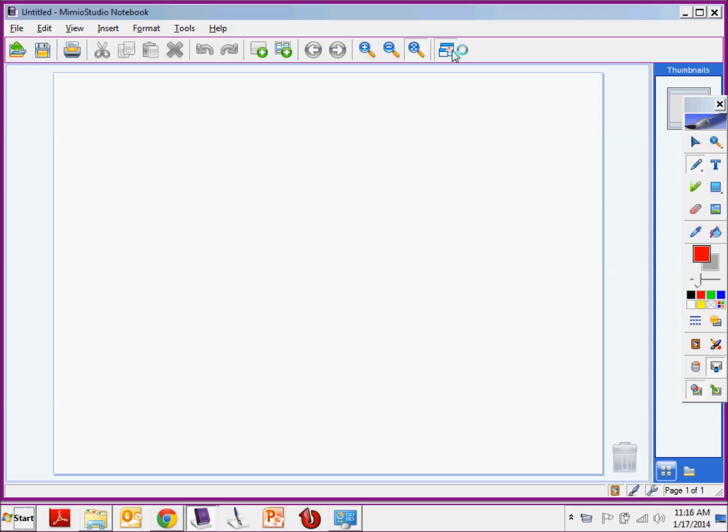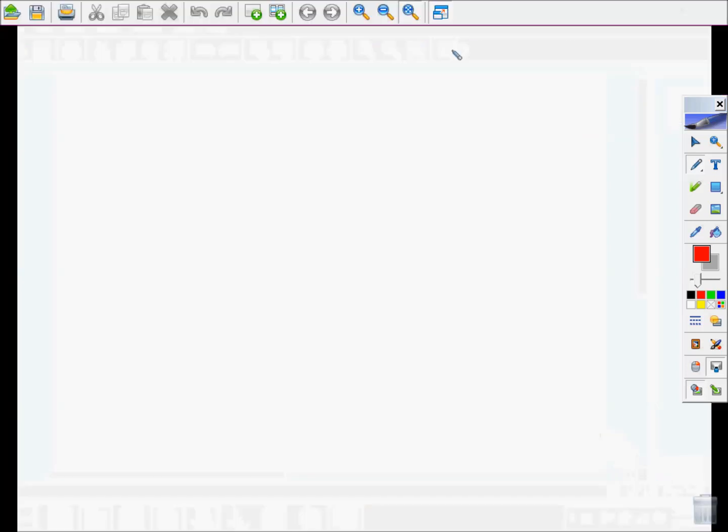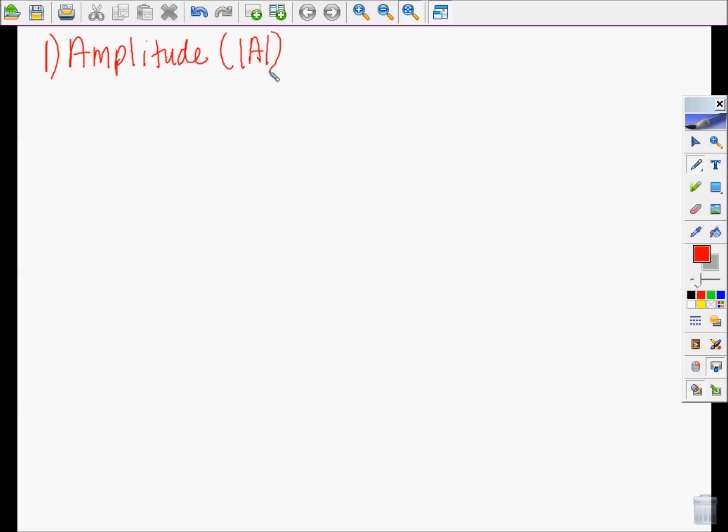First off, what you need to make sure you know is what amplitude is. When you're looking at the function, your amplitude is defined by the absolute value of your A. Second, you need to know what your period is, or how to find a period. Remember, period is how long it takes for your cycle to repeat. So your period is defined by 2 pi over b.